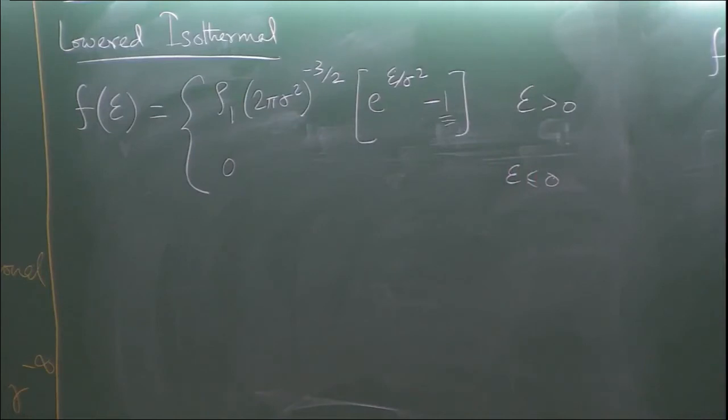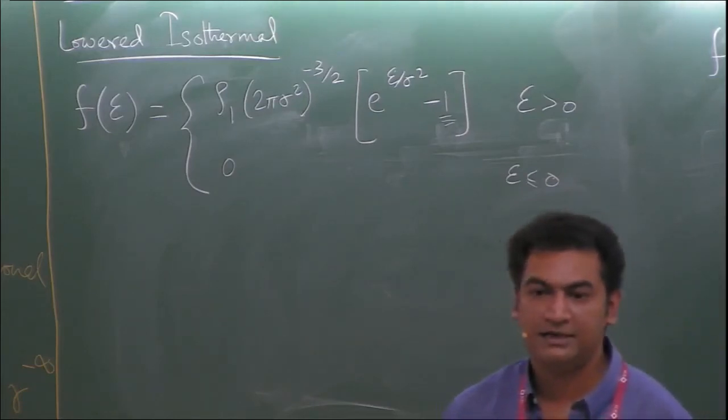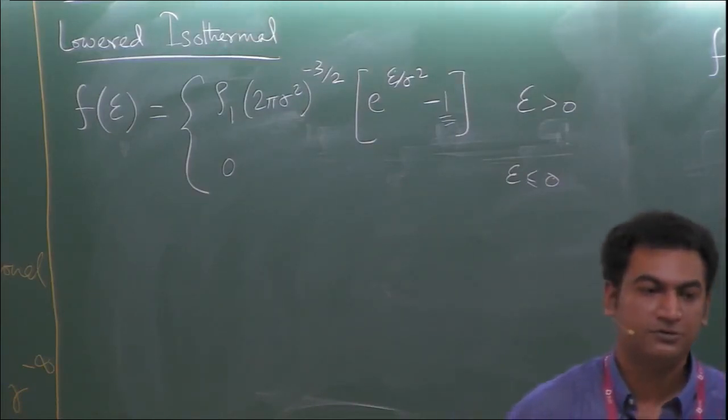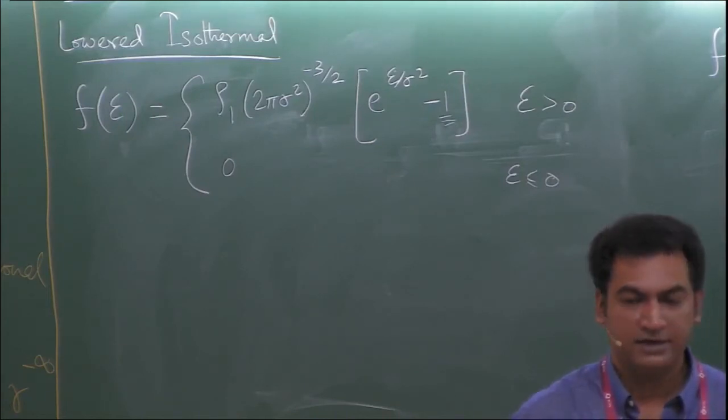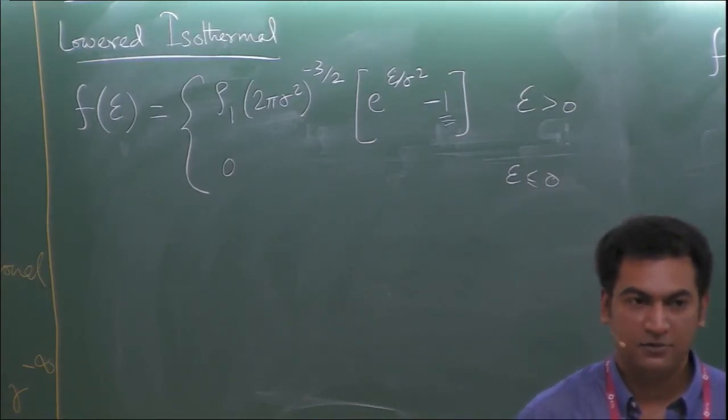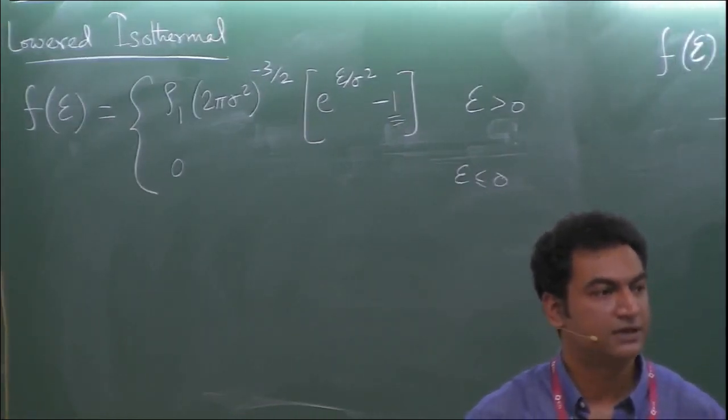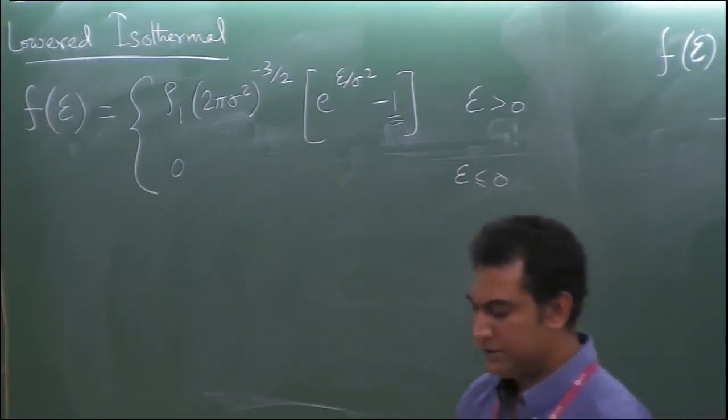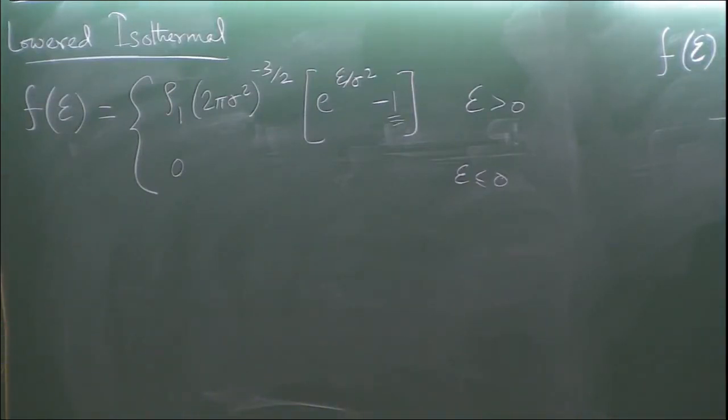This was first proposed by Ivan King, a long time ago. The family of solutions that you can get from this kind of distribution function are called King models. And King models are practically everywhere. Whenever you take an N-body self-gravitating stellar system, almost always you start with a King model of some kind. So let's look at the form of the King model. This is not analytically solvable.